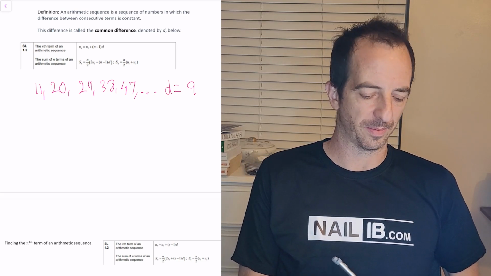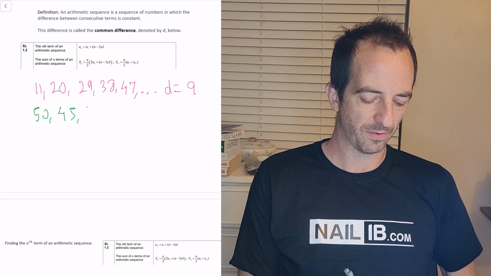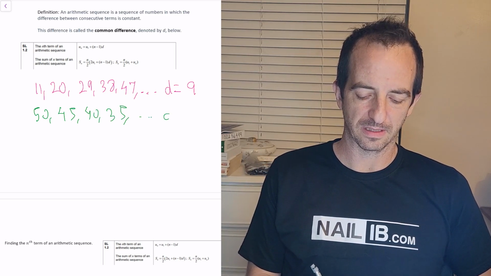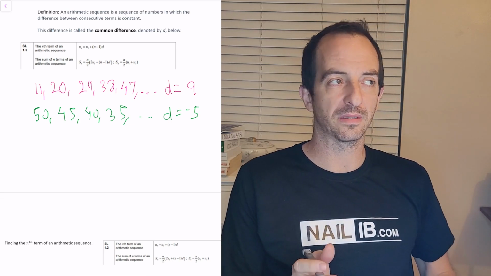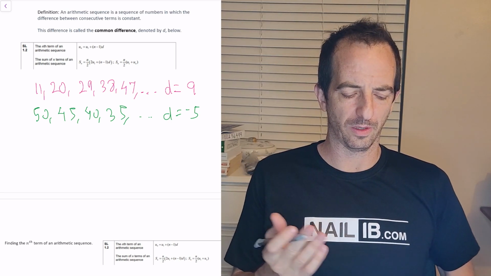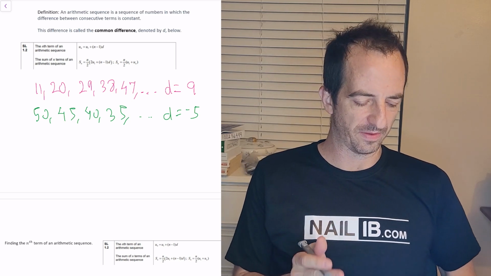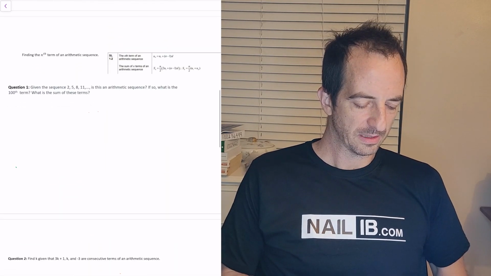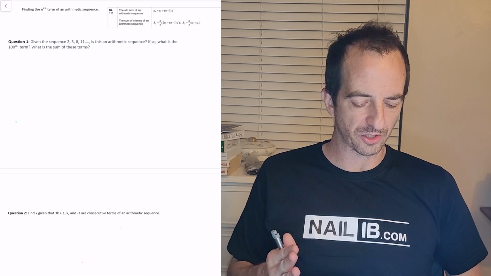Alternatively, maybe we'll have something such as 50, 45, 40, 35. The common difference is -5. As a result, we have an arithmetic sequence, and the formula will apply: the formula for the nth term of an arithmetic sequence, or the formula for the sum of n terms of an arithmetic sequence.